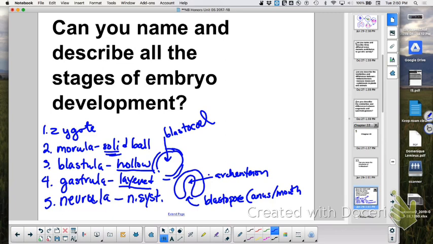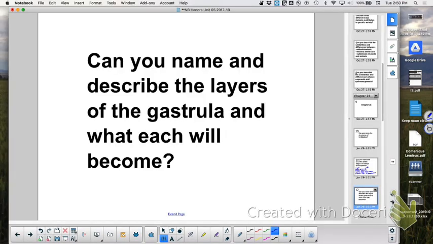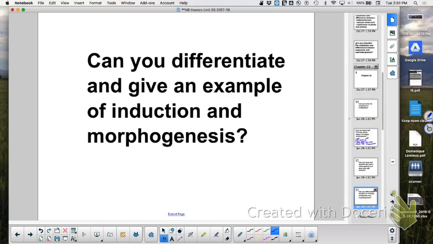Okay. Any questions about this? All right. Can you name and describe the layers of the gastrula and what each will become? Did we already do that? Yeah. Yes, we did. Now, can you differentiate and give an example of an induction and morphogenesis?